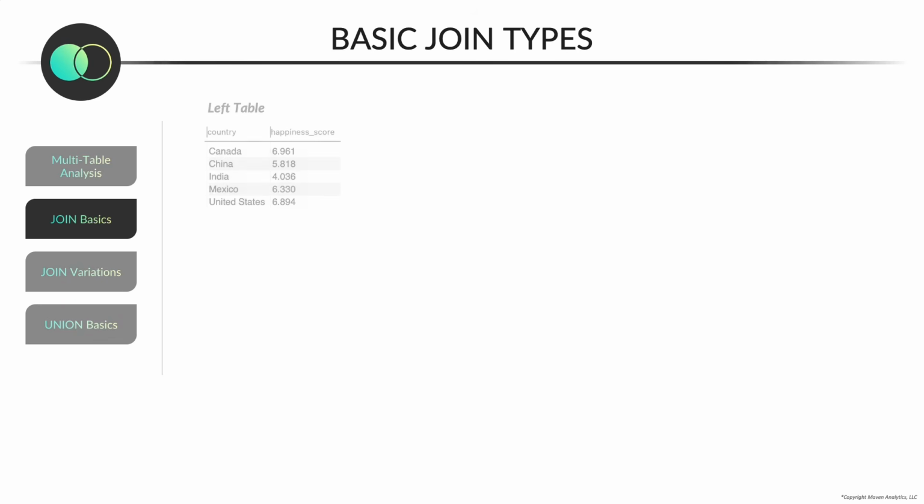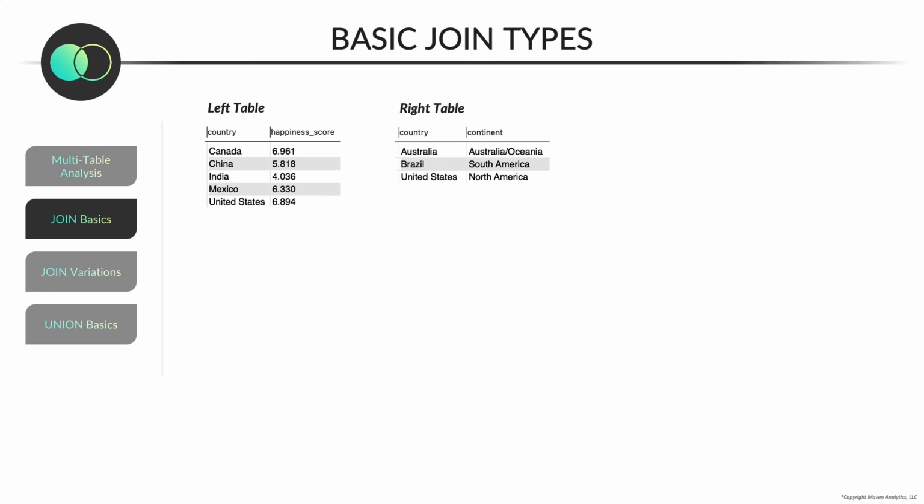Let's say that we have this left table here with a country column and a happiness score column, and then we have a right table with a country column and a continent column. You can see that both these tables have this country column, which is what we're going to be joining them on. And then also our left table has 5 rows and our right table has 3 rows. Just by scanning the country values here, you'll notice that both tables don't have the exact same countries. The only country that they both have in common is the United States. Okay, now with these tables, let's try to do some joins.